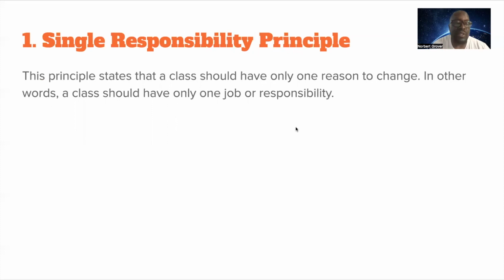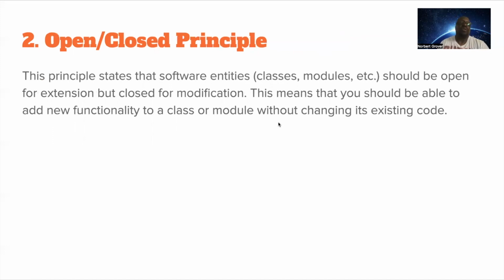Single responsibility. This principle states a class should have only one reason to change. In other words, a class should have only one job or responsibility. Open closed principle. This principle states that software entities such as classes, modules, etc., should be open for extension but closed for modification. This means you should be able to add new functionality to a class or a module without changing the existing code.